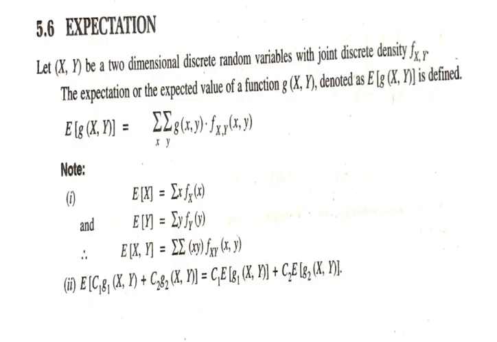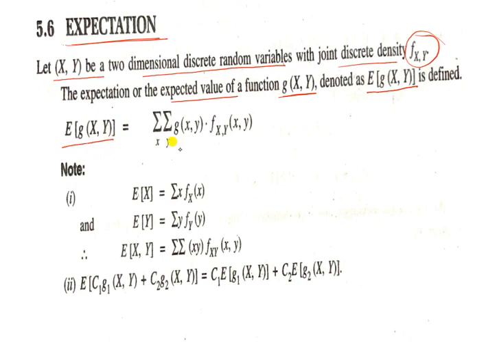Now next is expectation. Expectation means mean. Let capital X, Y be a two-dimensional discrete random variable with joint discrete density f of x y. So the expectation or the expected value of a function g of x y, denoted as capital E of g of x y, is defined as E of g of x y is equal to double summation, first summation for x, second summation for y, g of x y into f of x comma y.